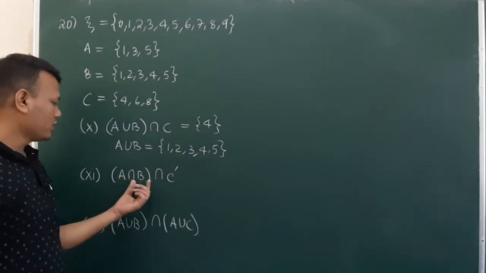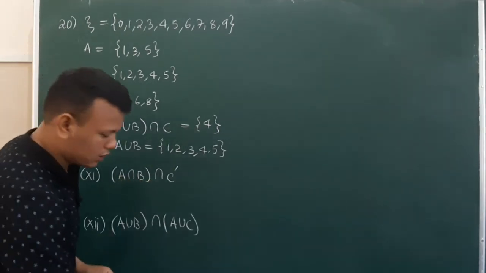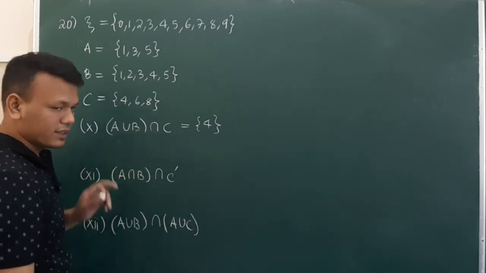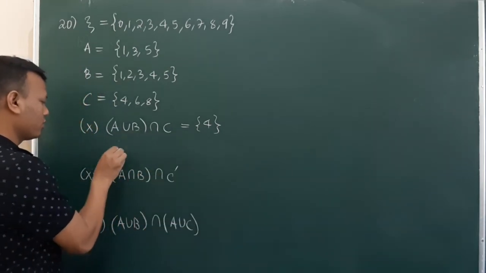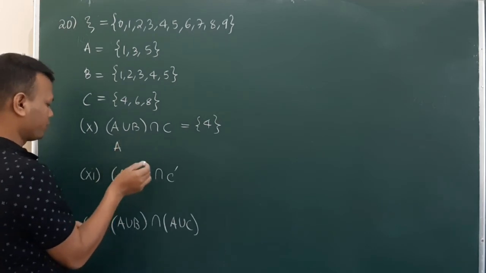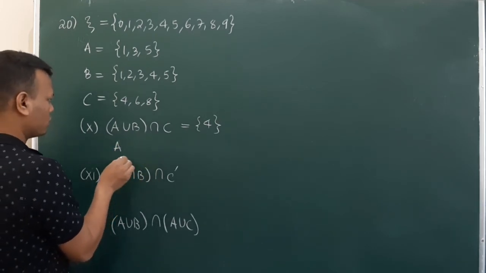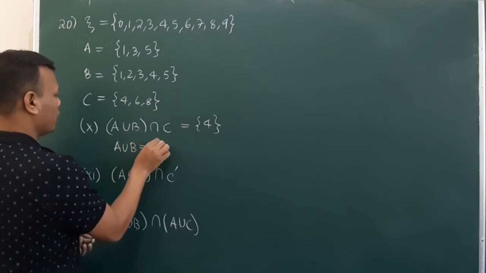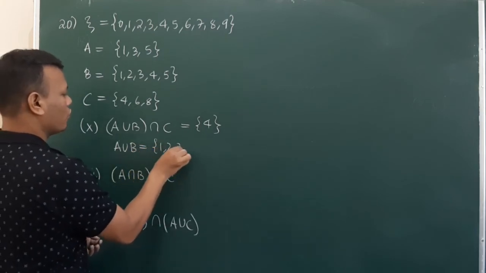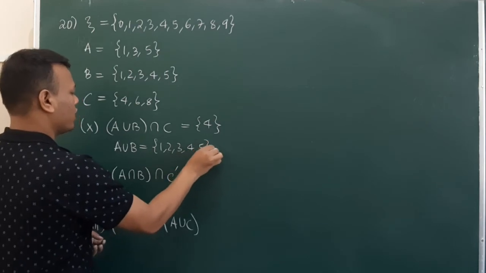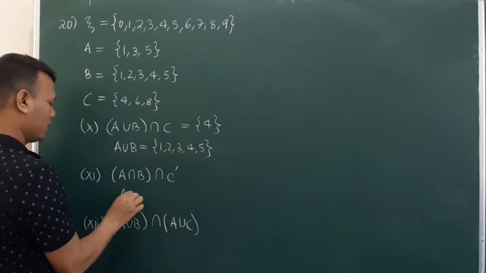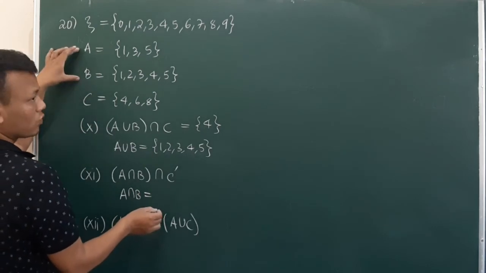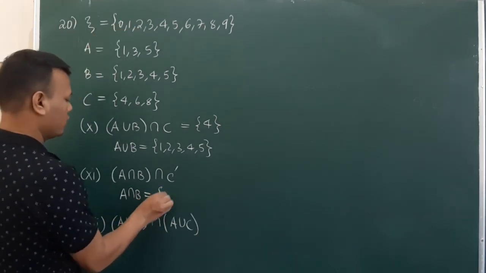Alright. Now let's see what is this. So let me erase this. We don't need this. Next we have A intersection B. So let's find what is A intersection B first. Let me write this because we need this. We have 1, 2, 3, 4, 5. So let's write what is A intersection B. That means common elements between this. So it will be 1, 3, 5. Yes.